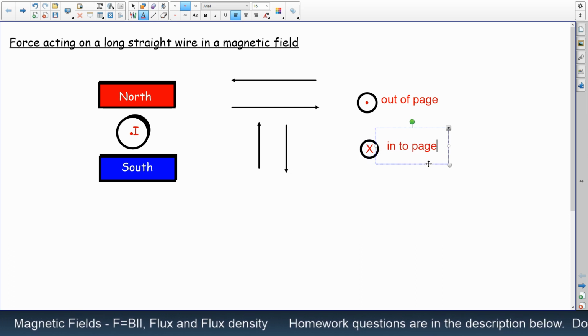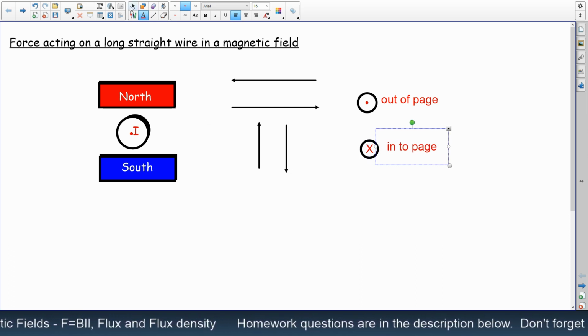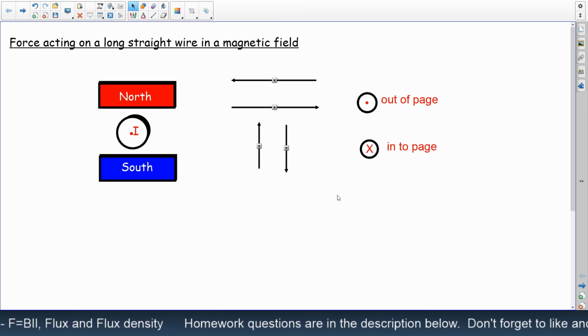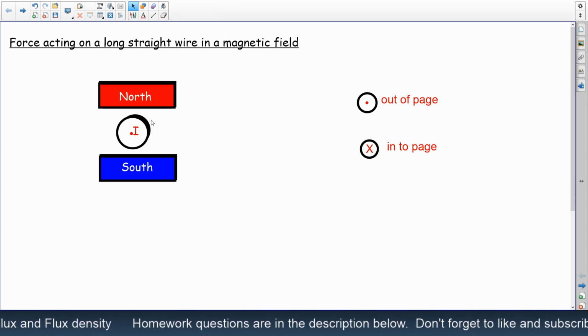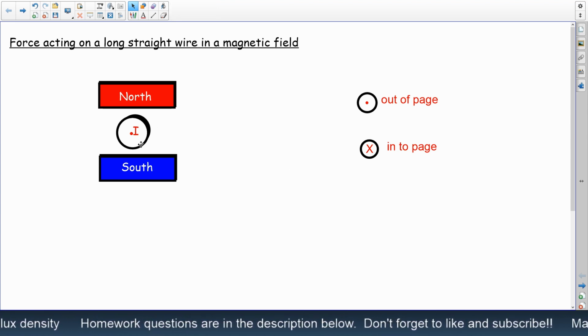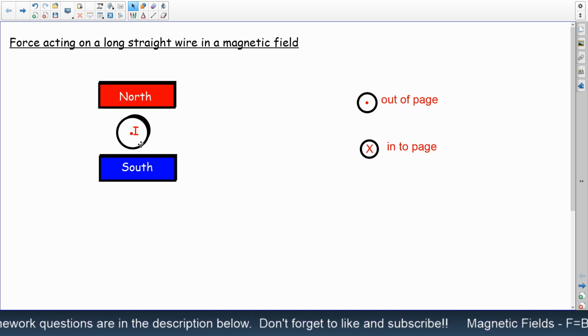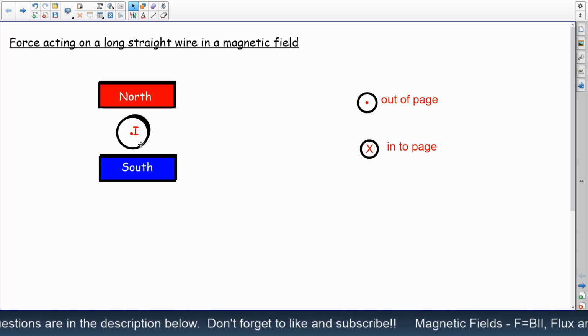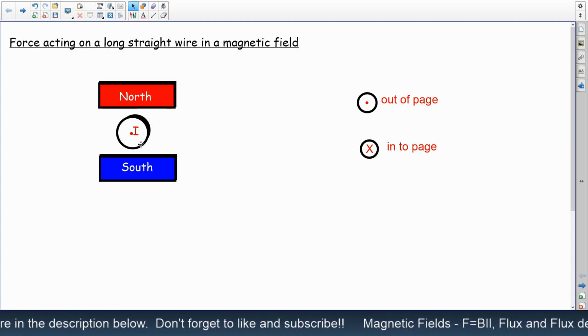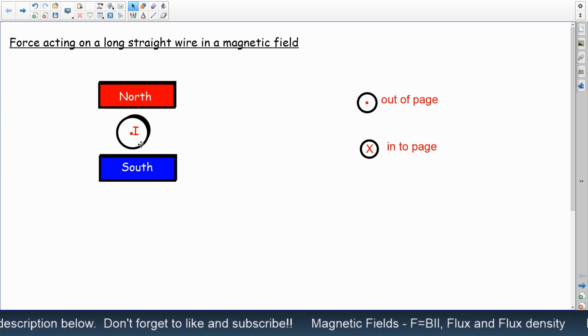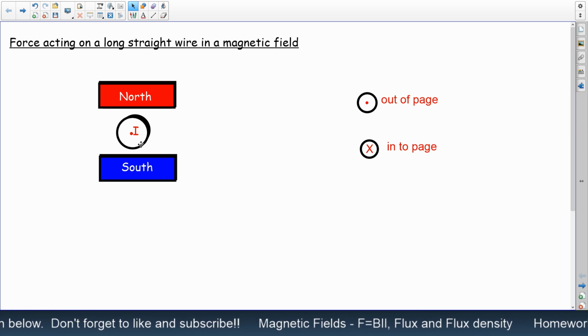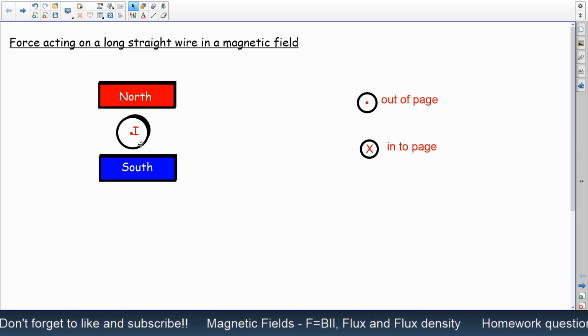Okay, so what we want to do is quantify how large a force a particular wire stuck between a north and a south pole with current flowing through it would experience. We should already know that a wire carrying current is generating its own magnetic field, and that we're using the right-hand grip rule to work that out. If not, take a wee check at your notes previously and have a look at that.